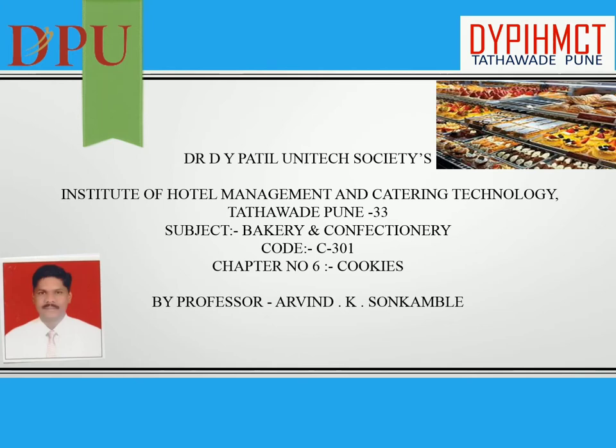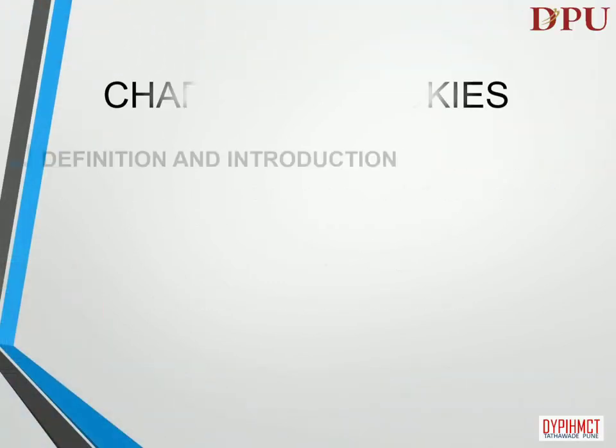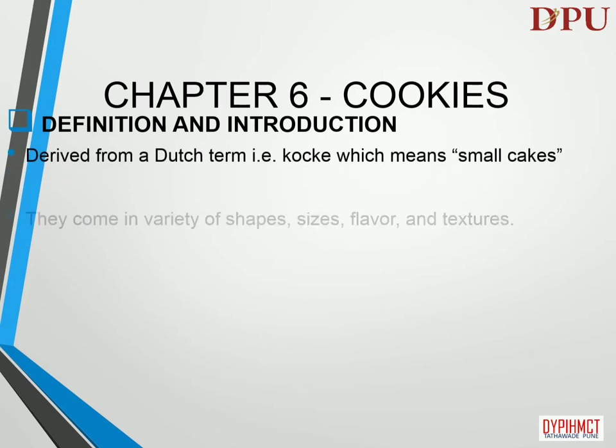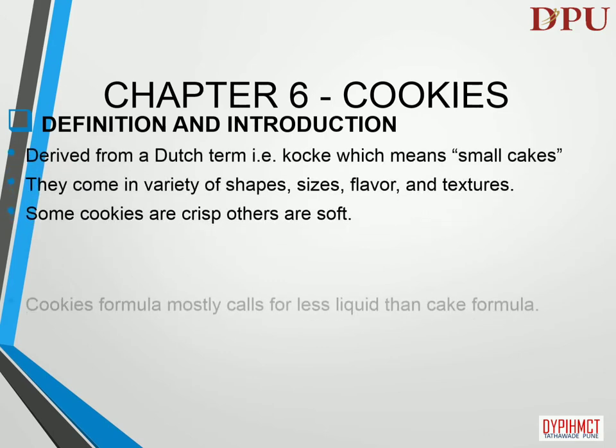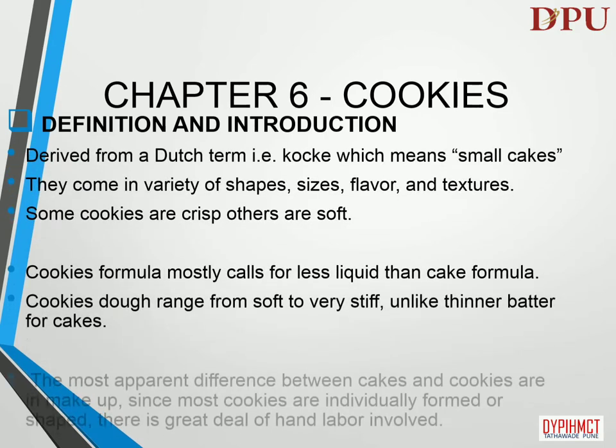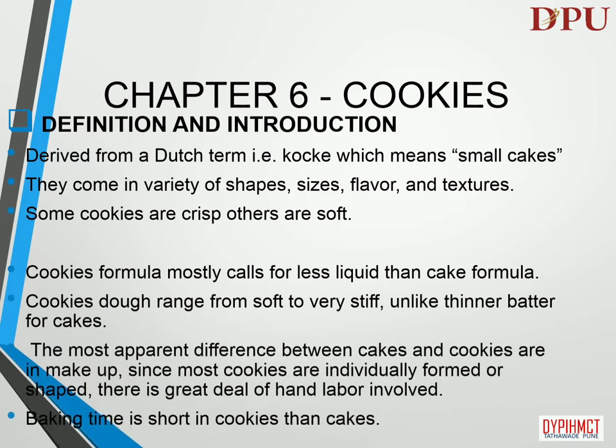Chapter 6: Cookies. Definition and introduction. Derived from a Dutch term, koek, which means small cakes. They come in a variety of shapes, sizes, flavors and textures; some cookies are crisp, others are soft. Cookie formulas mostly call for less liquid than cake formulas. Cookie dough ranges from soft to very stiff, unlike the thinner batters for cake.